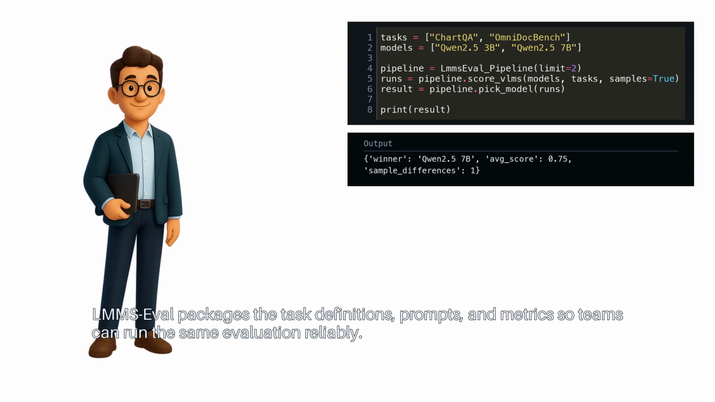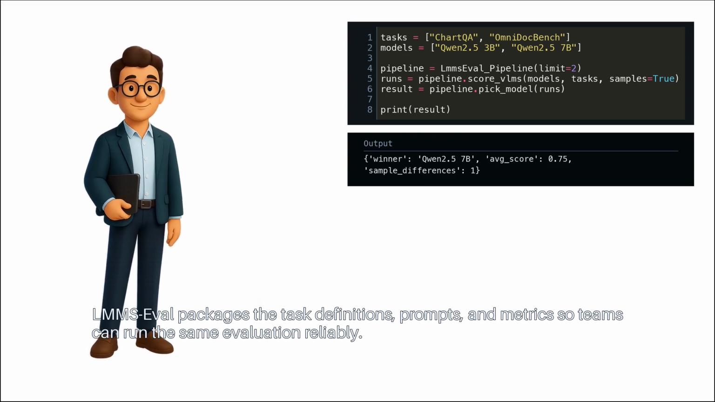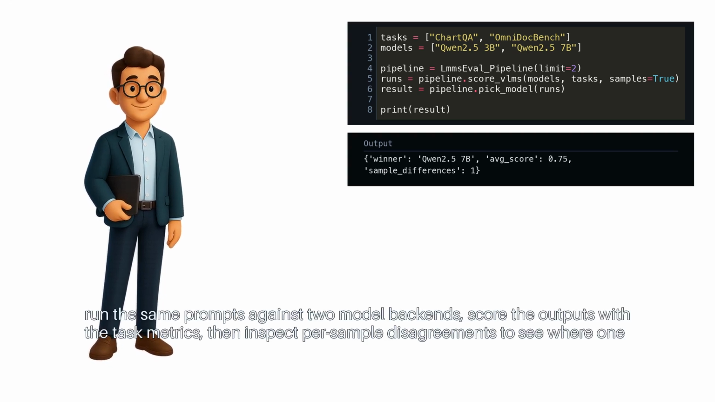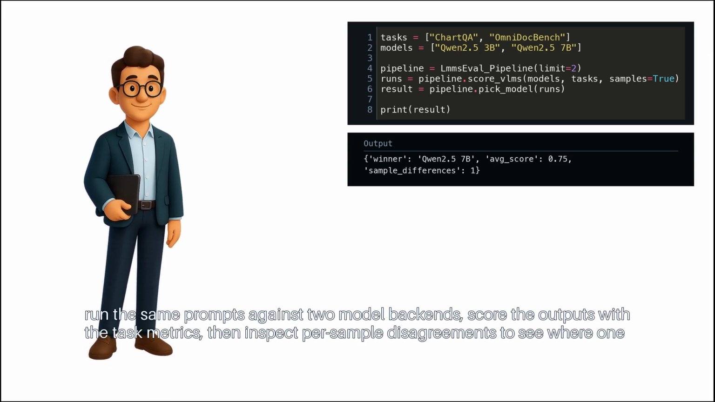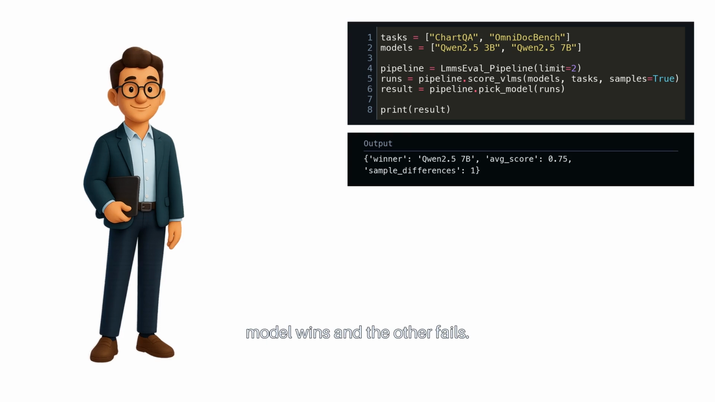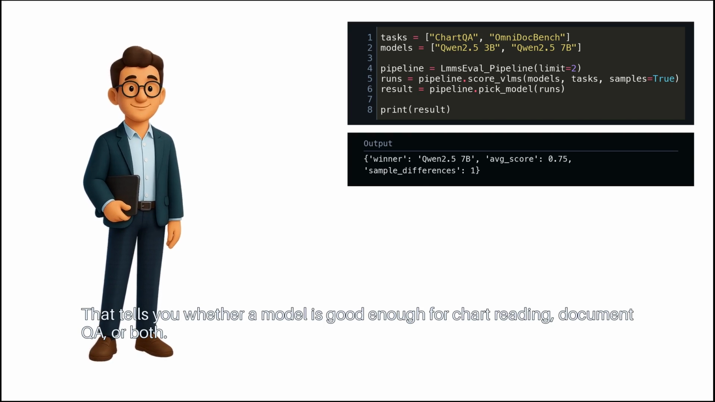LMMS-Eval packages the task definitions, prompts, and metrics so teams can run the same evaluation reliably. The core idea is straightforward. Run the same prompts against two model backends, score the outputs with the task metrics, then inspect per sample disagreements to see where one model wins and the other fails. That tells you whether a model is good enough for chart reading, document QA, or both.